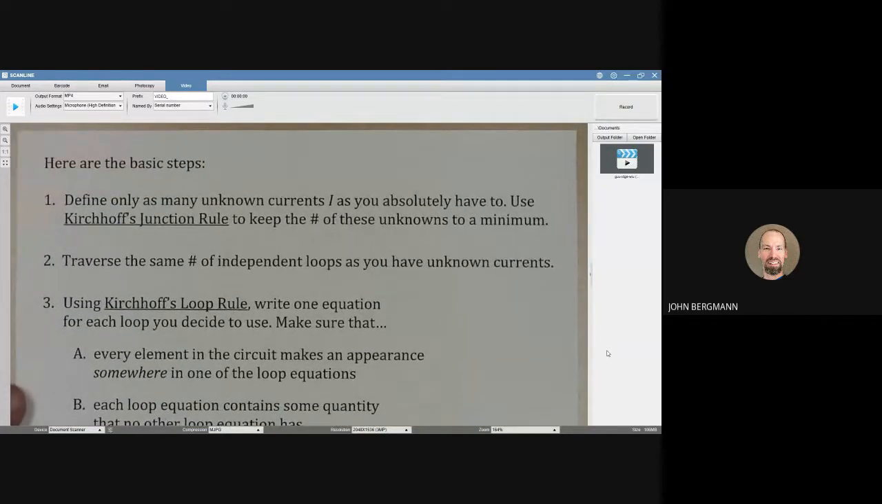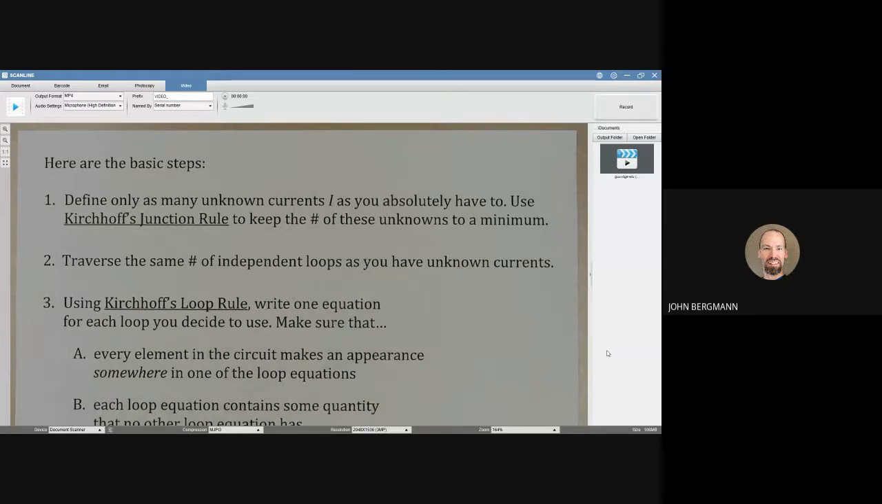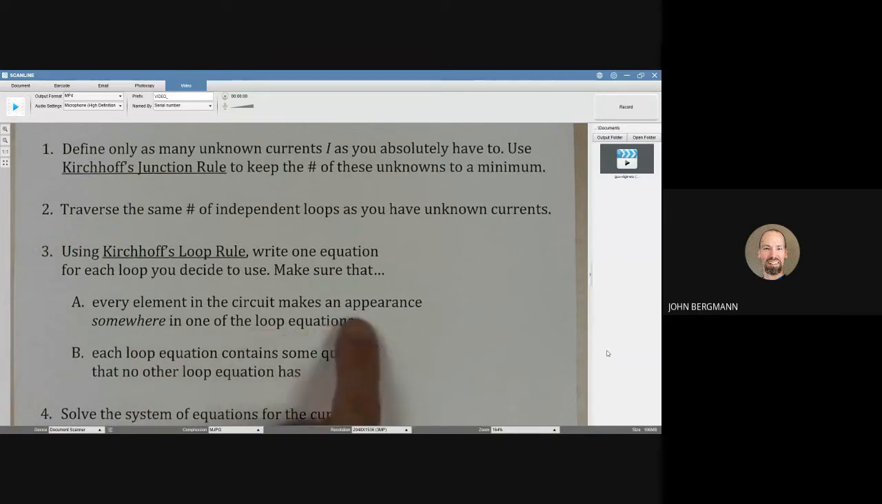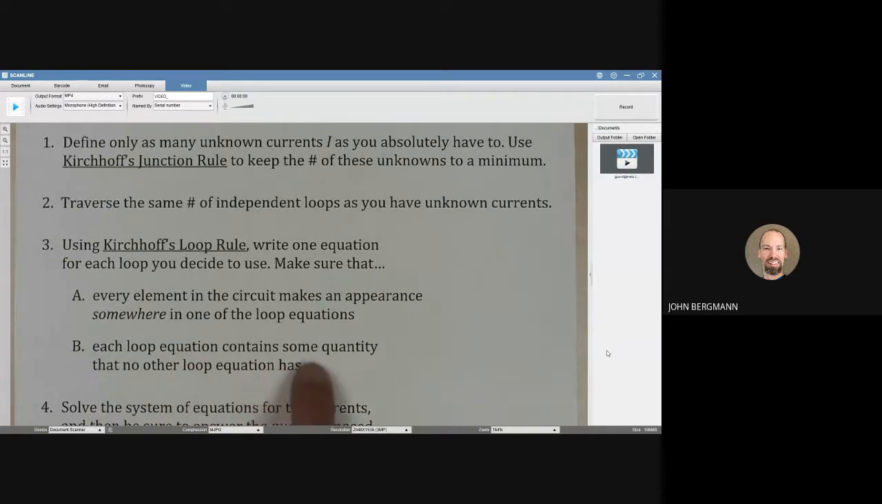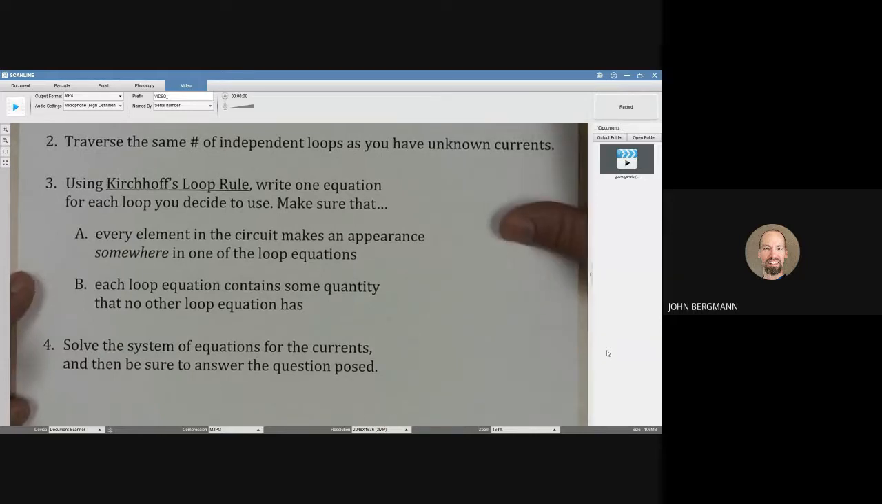So here are the basic steps. We want to define only as many unknown currents as we absolutely have to. We're going to use Kirchhoff's junction rule to keep the number of these unknowns to a minimum. We'll show you that in a minute. We then want to traverse the same number of independent loops as we have unknown currents. However many unknown currents we have, that's how many loops we have to make around our circuit. We're going to use Kirchhoff's loop rule, and we're going to write one equation for each loop. And we want to make sure that every element in the circuit makes an appearance somewhere in one of the loop equations. And each loop equation contains some quantity that no other loop equation has. And finally, we're going to solve the system of equations for the currents, and then we're going to make sure that we answer whatever question was posed.